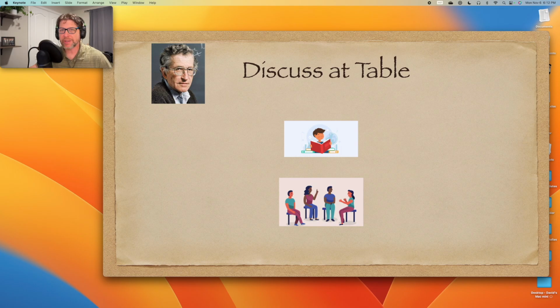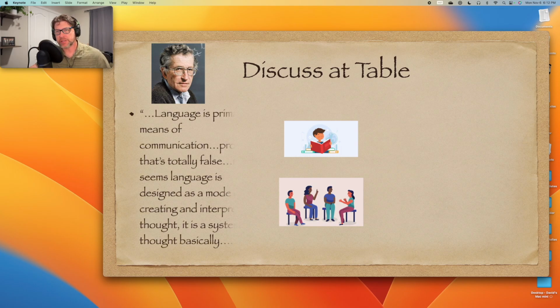So we're going to think for a minute and discuss. So this is the quote that I want us to think about. Language is primarily a means of communication. Probably that's totally false. It seems language is designed as a mode of creating and interpreting thought. It is a system of thought, basically.